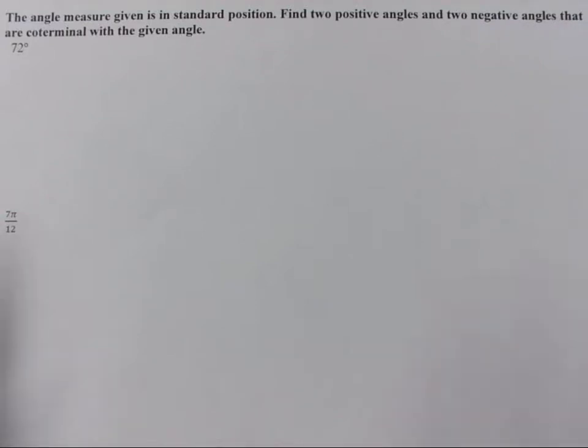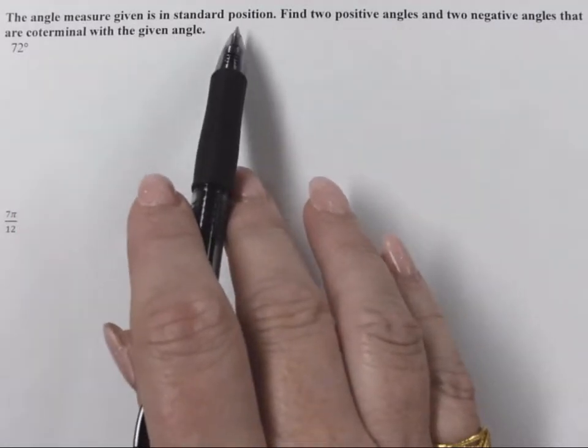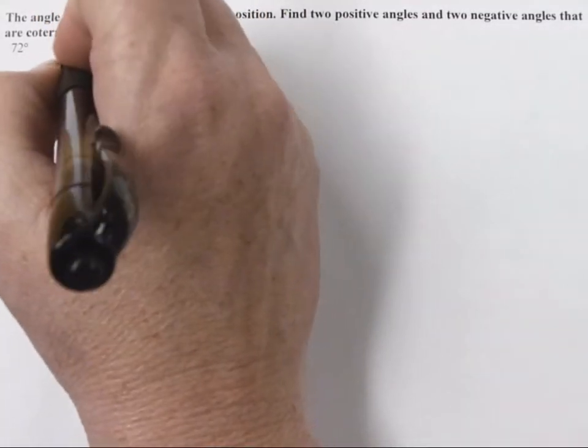So here we're looking to find the angle measure given is in standard position. Find two positive angles and two negative angles that are coterminal with the given angle. So we're looking to find two positive and two negative. So the first one we're looking at is 72 degrees.